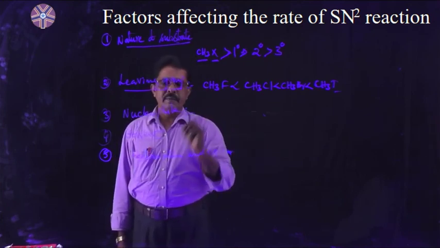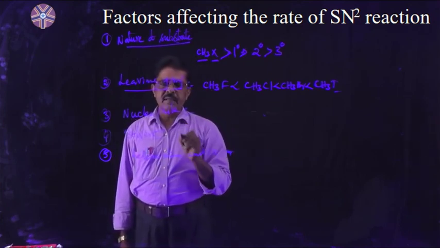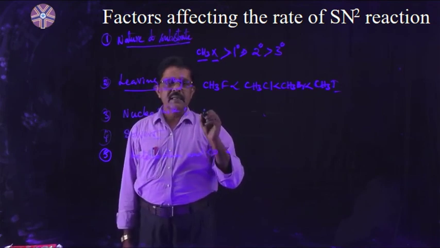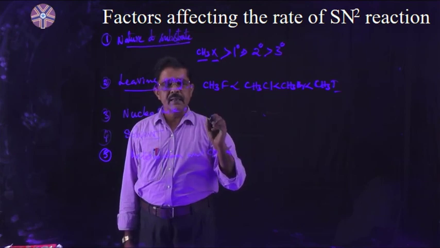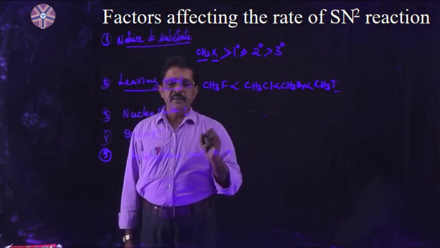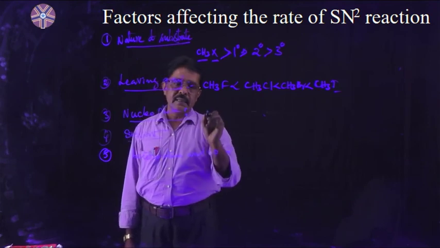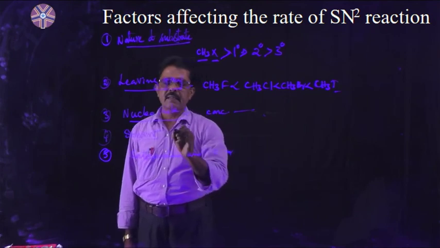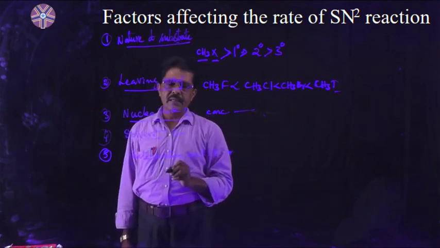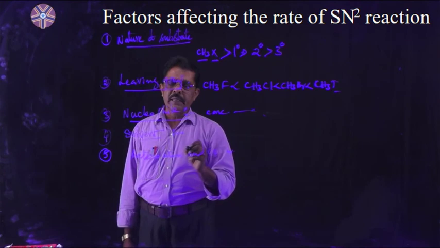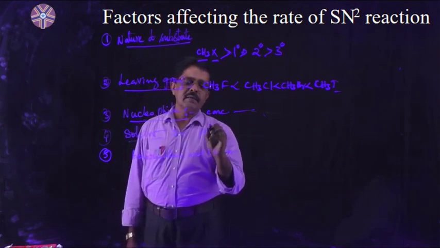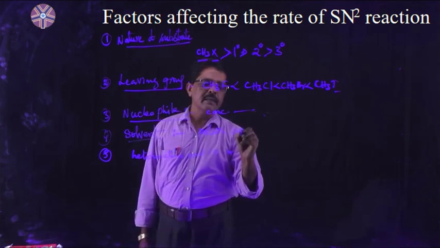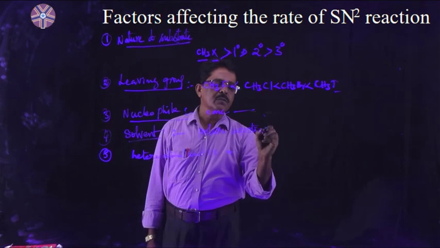Then nucleophile is the third influencing factor. SN2 reaction depends upon both the concentration of alkyl halide and nucleophile. Therefore, as nucleophile concentration increases, the rate of reaction also increases. Then the solvent is the fourth influencing factor on the SN2 reaction. Polar aprotic solvents are very good for SN2 reaction. Aprotic means there is no proton.